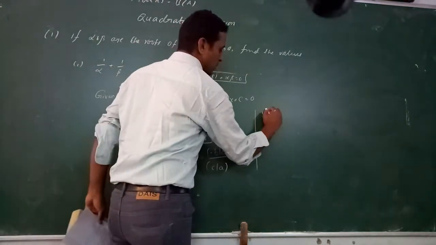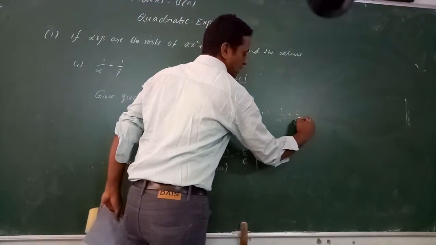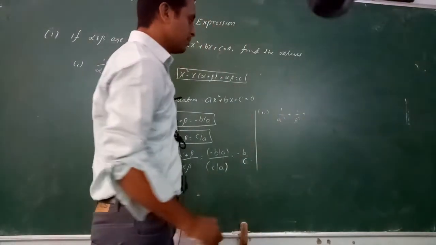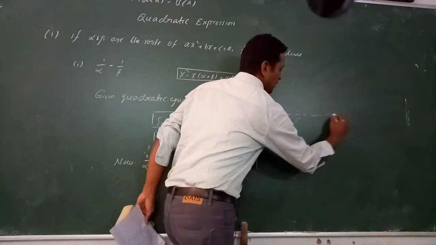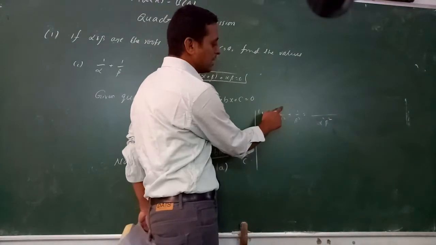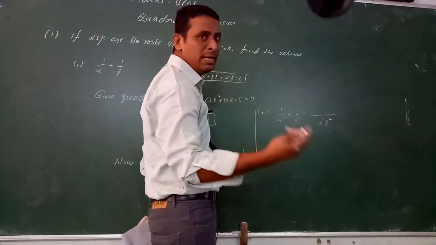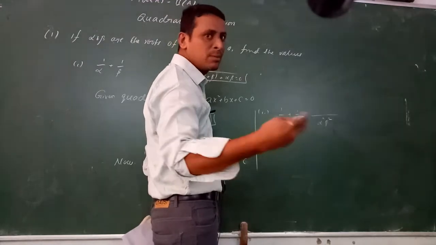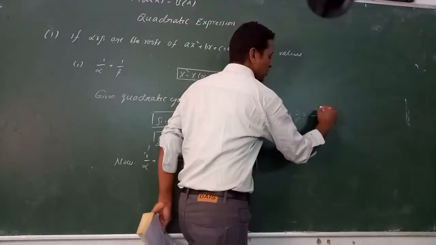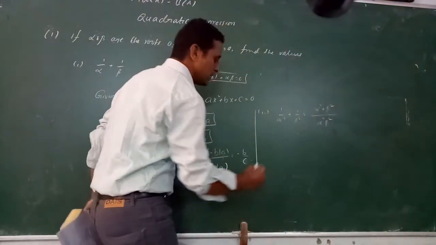Now, what is the second problem here? 1 by alpha square plus 1 by beta square. Here, what is the LCM? Alpha square into beta square. That is equal to beta square plus alpha square in the numerator, or alpha square plus beta square. So now the numerator alpha square plus beta square, we use one formula.